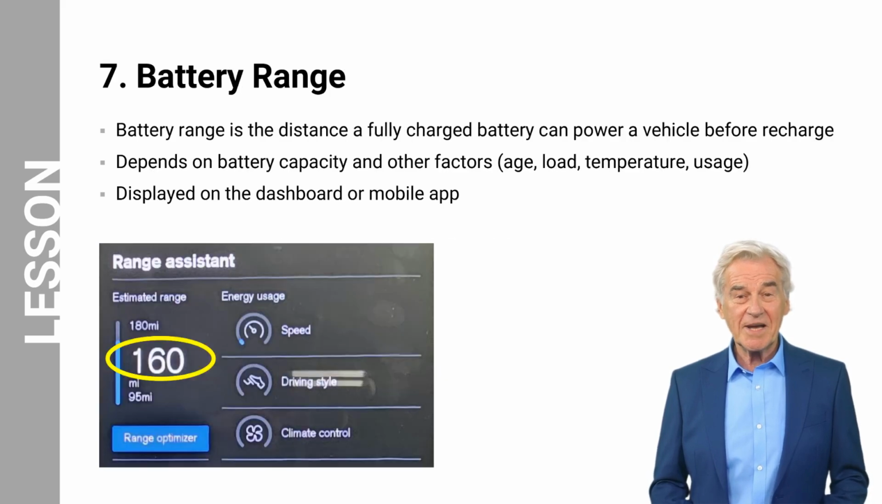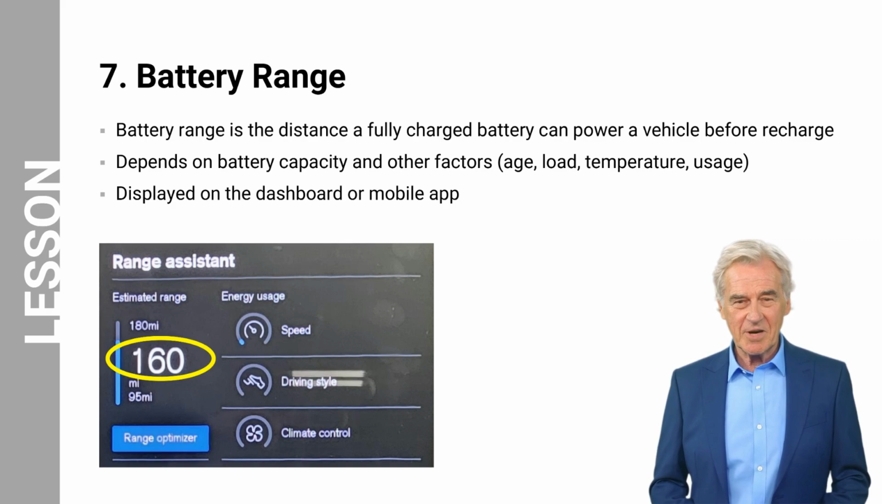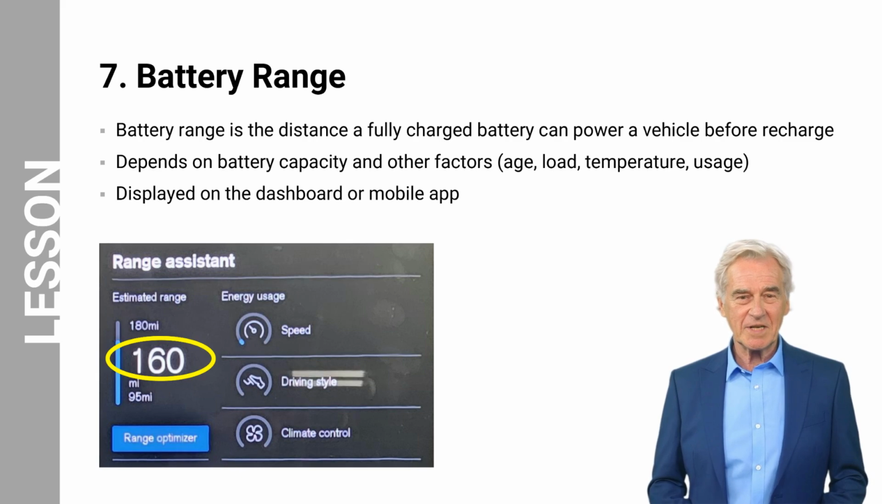Now, let us look at the battery range. If you have a fully charged smartphone with a battery life of 10 hours, this means you can use your smartphone for up to 10 hours before the battery depletes and requires recharging. The actual battery life may vary depending on factors such as screen brightness, usage intensity, and the number of apps running in the background. Similarly, an EV's battery range is the distance that a fully charged battery can power the vehicle before needing to be recharged.